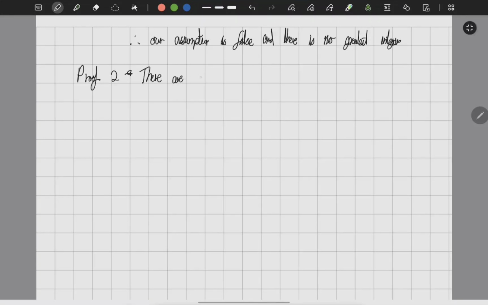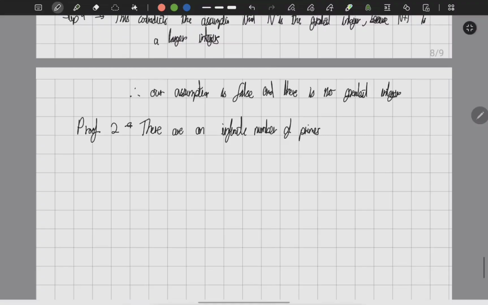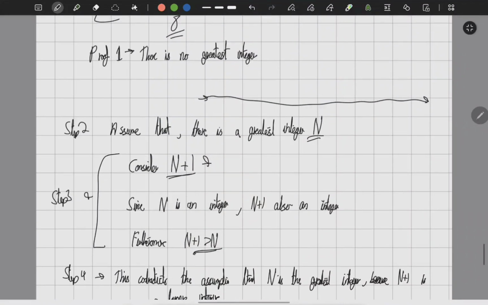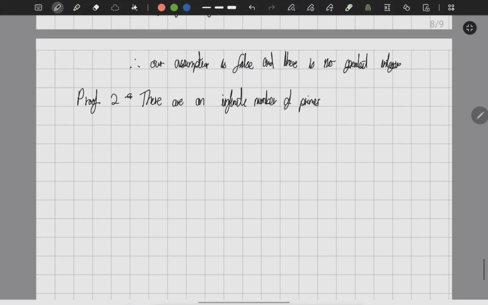Prove there are an infinite number of primes. This isn't as obvious, because when you think of prime numbers, there is no pattern to them. There's no sequence, so this is a bit harder to prove because we don't know this as a fact. Obviously infinity means there will be an infinite number of primes, but with integers, it's quite logical to see that there are no greatest integers.